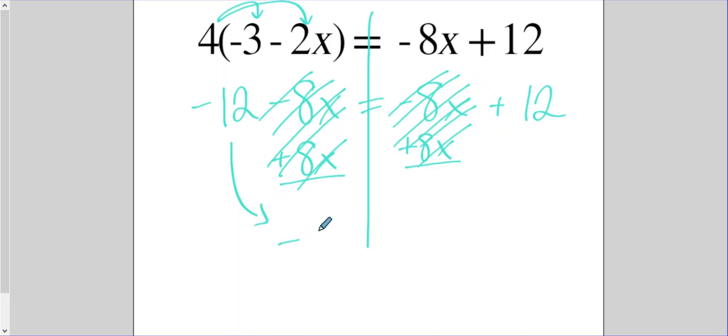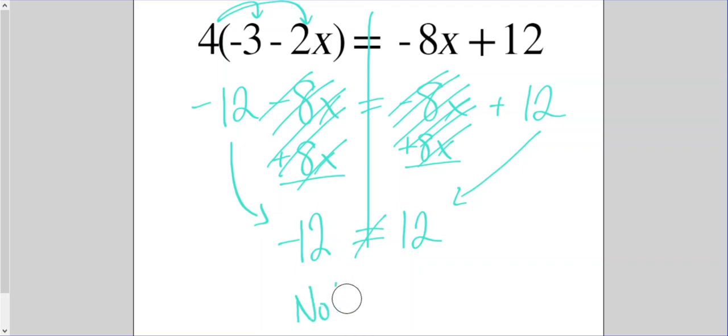And my constants come down as negative 12 equals positive 12. That is not a true statement. Positive 12 and negative 12 are different. This equation has no solution.